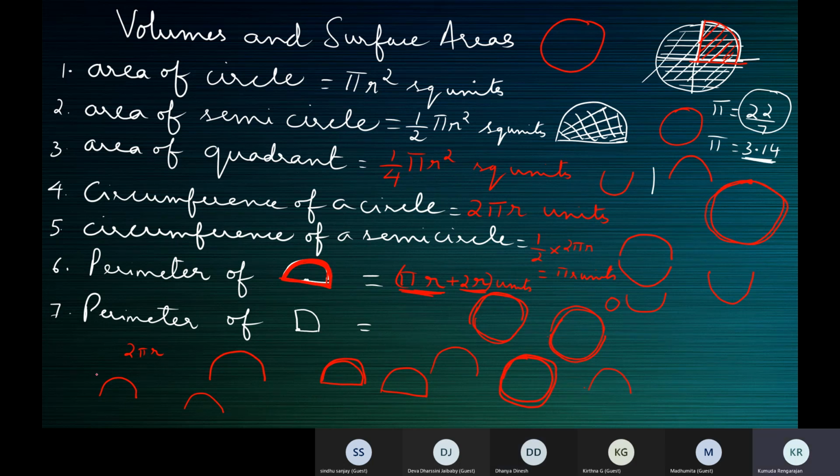The length of this arc is pi r. And the length of this line segment is d, the diameter. So you can say pi r plus d also. Or in terms of r, the diameter is 2r, twice the radius, so pi r plus 2r units.